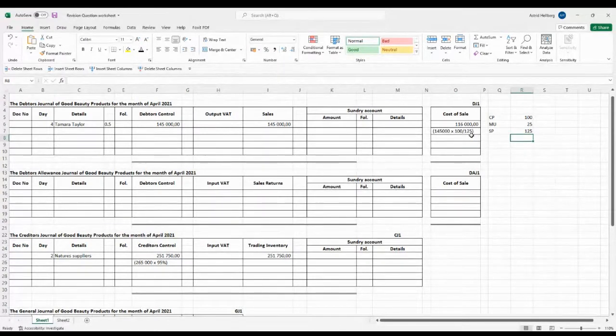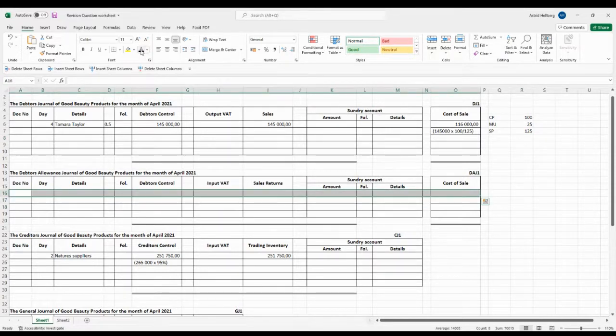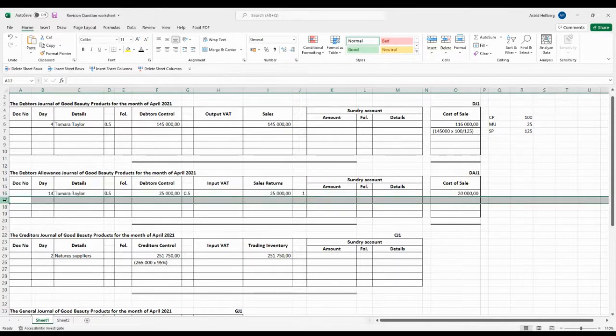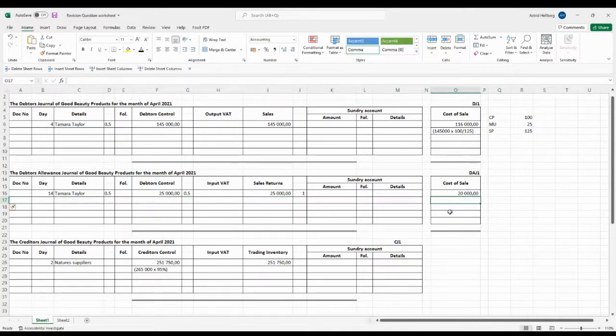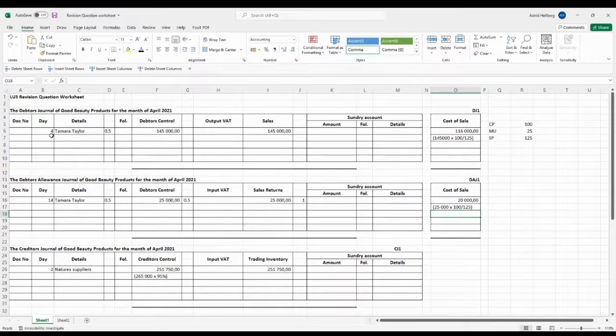Okay, then on the 14th, Tamara Taylor returns unwanted goods, so that goes to our debtors allowance. Now remember, when you return the goods, you also have to do the cost of sales component for it. So it's the 25,000 times 100 over 125 will give you the 20,000 for the goods that were returned. Then on the 14th, inventory was sold on credit to Chen Cho for 95,400. Okay, so that is also debtors control.